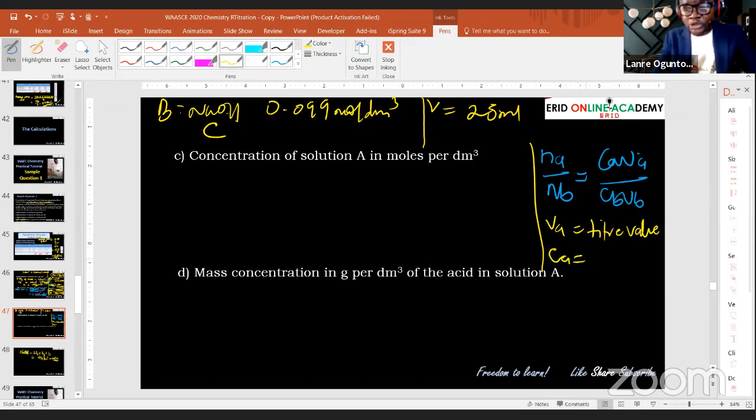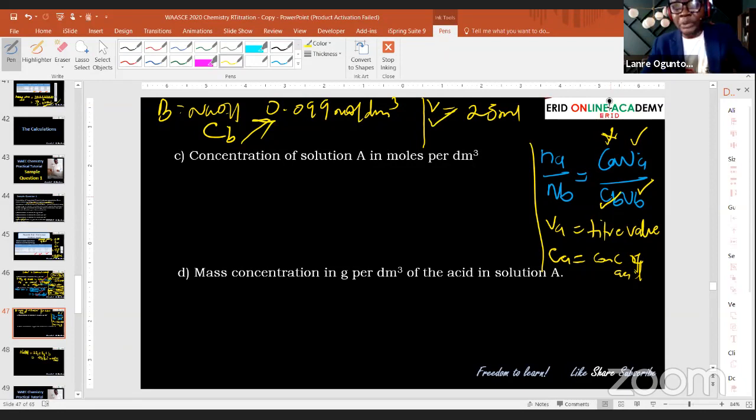Ca is the concentration of acid, which we are looking for. Vb is the volume of base used. Cb is the concentration of base, which we have calculated. So you can see in this formula, we don't know Ca. That's what we are looking for. But we know Va, the titer value. We know Vb, the volume of base used in the pipette, 25 ml. We know the concentration of base, which is 0.0999.